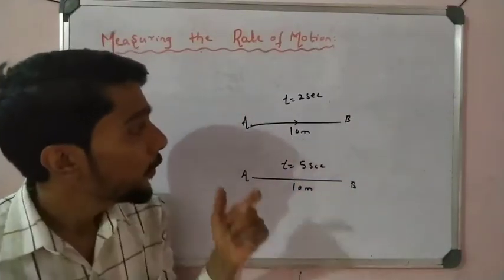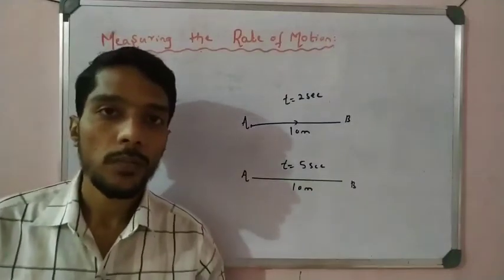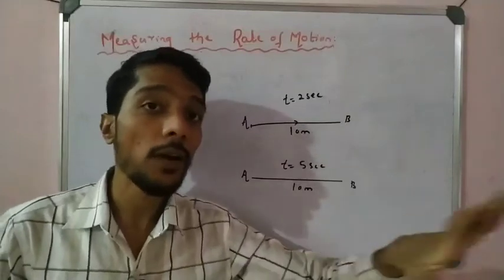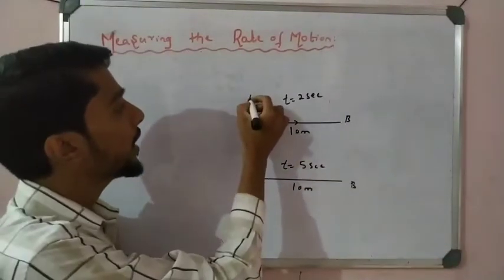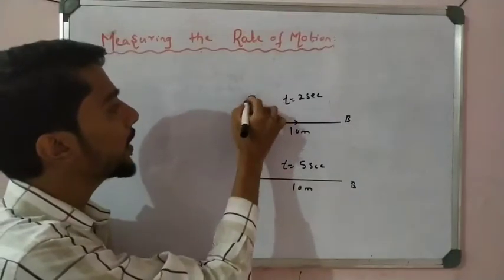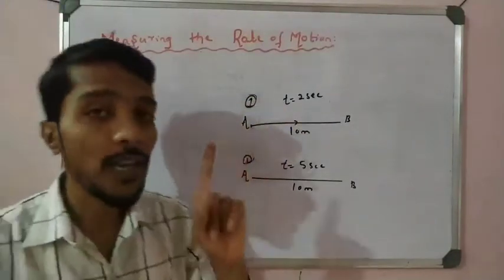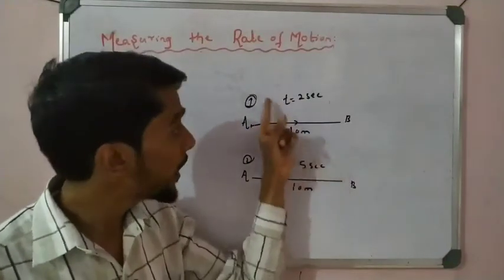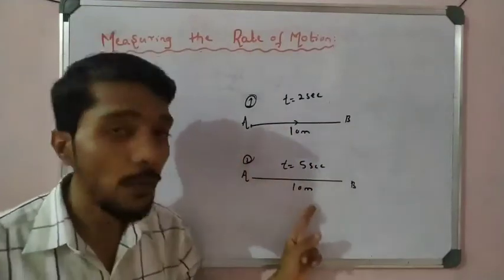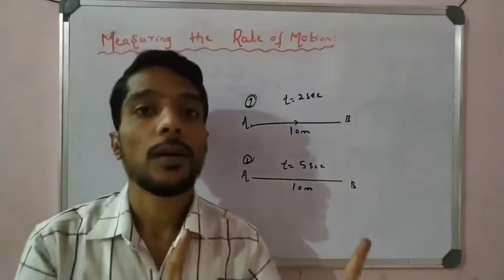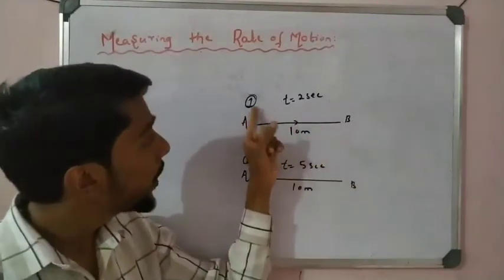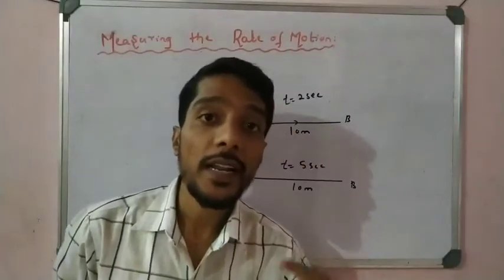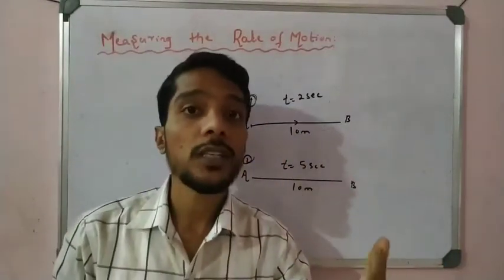Now tell me which particle's rate is more, which particle traveled 10 meters quickly, taking less time. I can call this particle 1 and the other particle 2. That is particle number 1. Both particles traveled the same 10 meters, but the time differs. Particle 1 traveled in 2 seconds only, but particle 2 took 5 seconds. So that is called rate of motion, and that rate of motion is called speed.